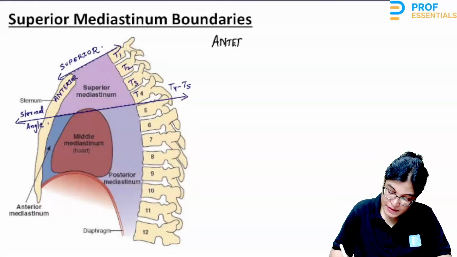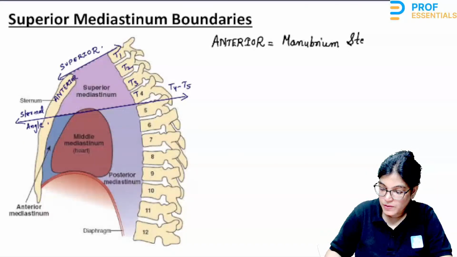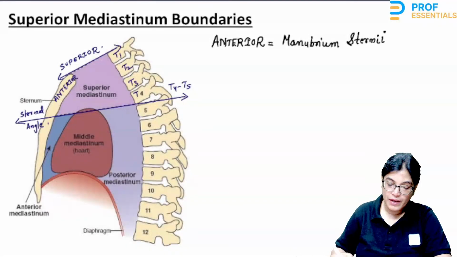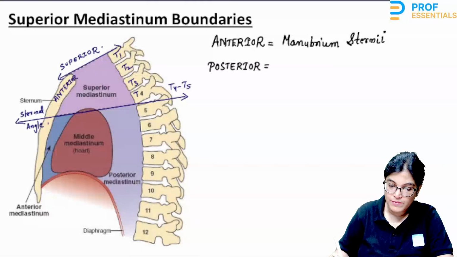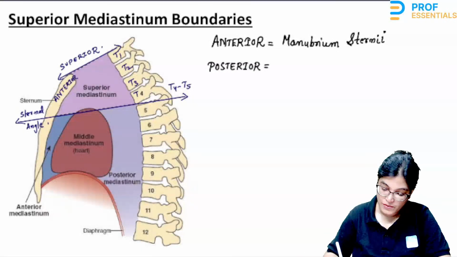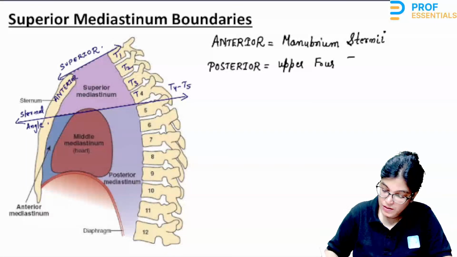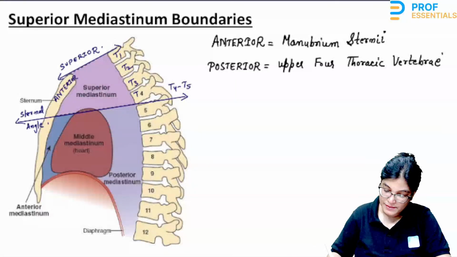So anteriorly, it is bounded by the manubrium sterni. My dear students, what is the manubrium sterni? The manubrium sterni is the upper expanded part of the sternum. And what lies on the posterior aspect? Posteriorly, it is bounded by the bodies of the upper four thoracic vertebrae and the associated intervertebral disc.